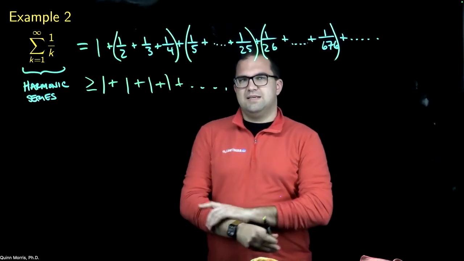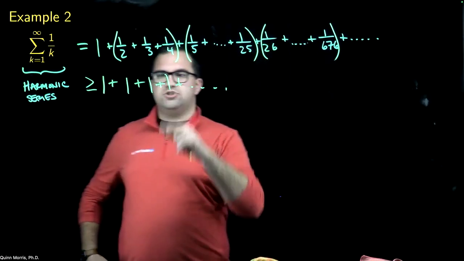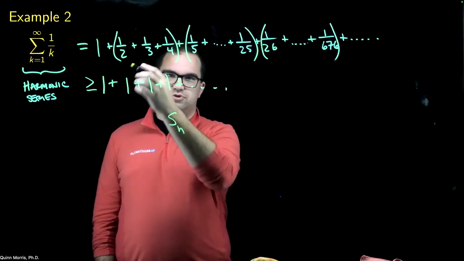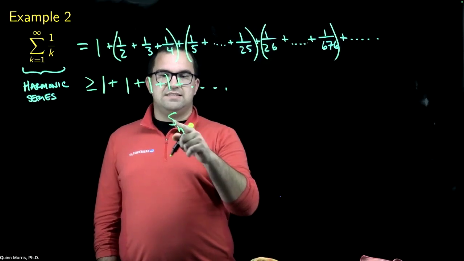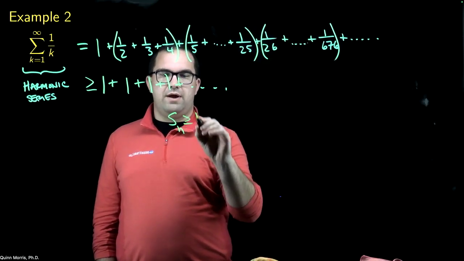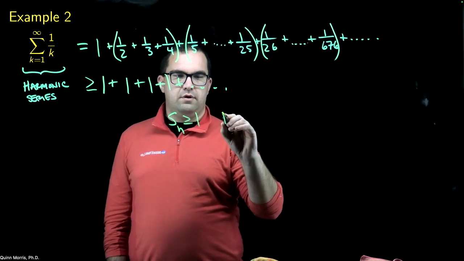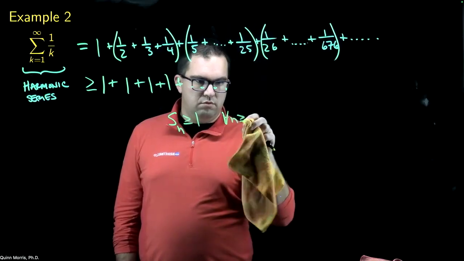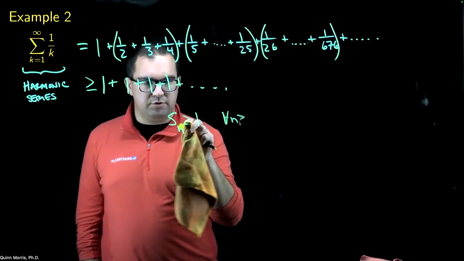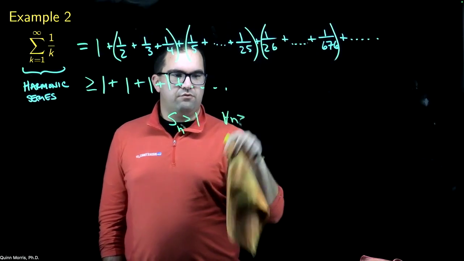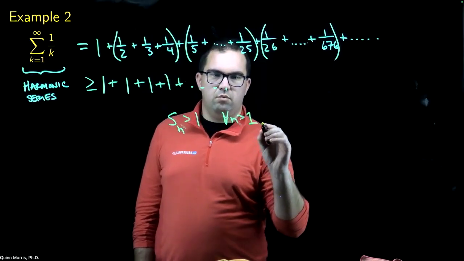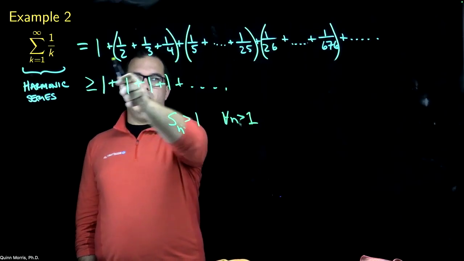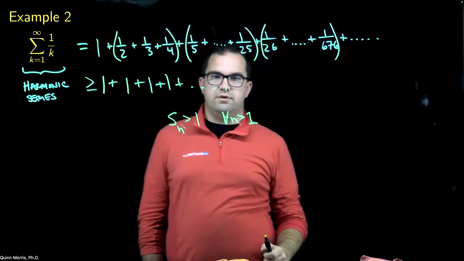Now, how do we make this rigorous? Well, what this shows us is that it's pretty easy to observe, straight off the bat, that my sequence of partial sums will be strictly greater than 1 for all n greater than 1. So here I'm equal to 1. For all the rest of them, I'll be greater than 1.